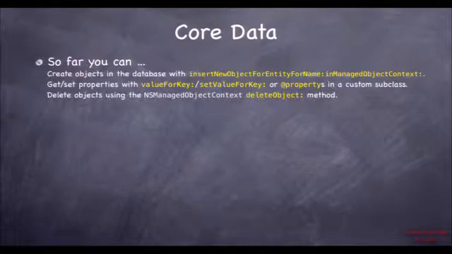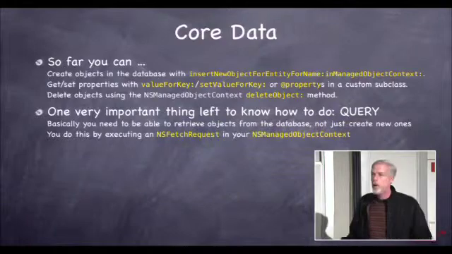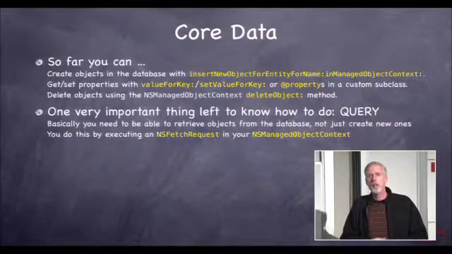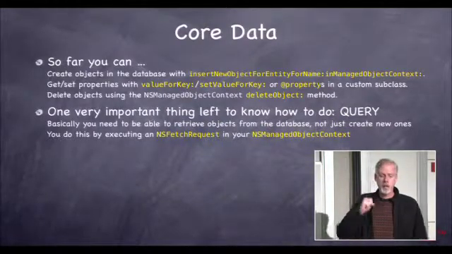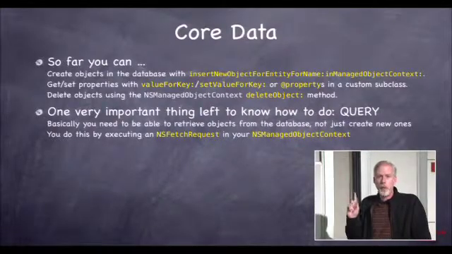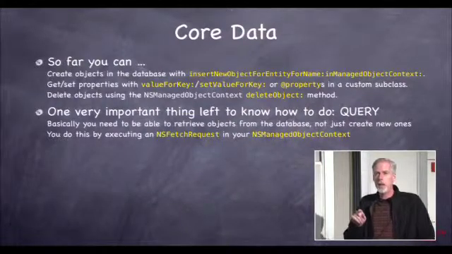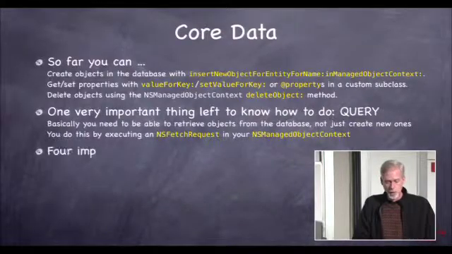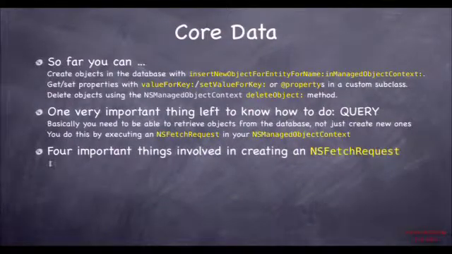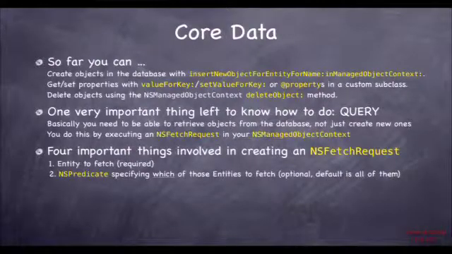All right. So you can insert things, you can get the values of the properties, you can delete things. What else do you want to do with a managed object context? Well, the last and most important thing is query. You need to be able to pick objects out of the database. So how do you do this? You do this by creating and executing an NSFetchRequest object. You create one, then you ask the managed object context to execute that fetch for you. There are 4 important things to know when you're creating a fetch request. One, you have to specify the entity you're going to fetch, and a predicate which says which objects in the database you want.